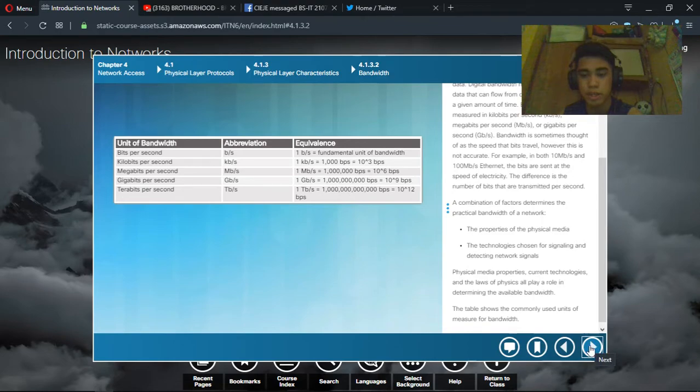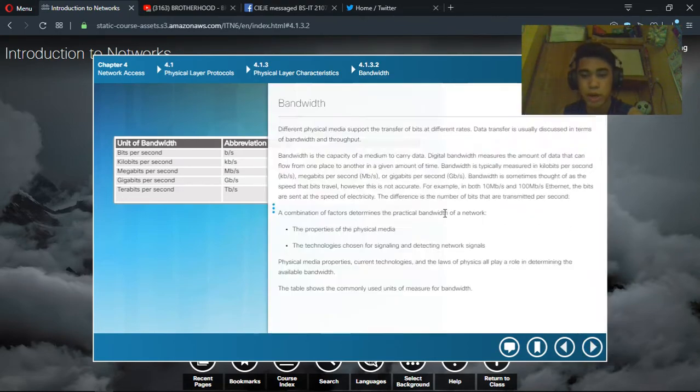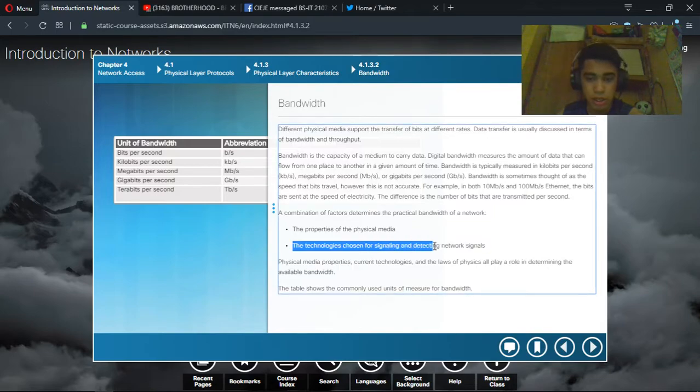A combination of factors determines the practical bandwidth of a network: the properties of physical media, and the technologies chosen for signaling and detecting network signals. The properties of physical media, whether we are using fiber optic or copper wire, and what technologies we are using. Physical media properties, current technologies, and the laws of physics all play a role in determining the available bandwidth.